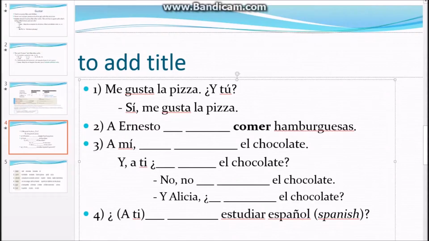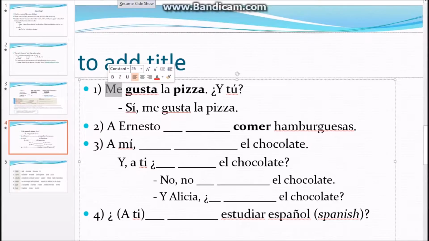Okay, so number one, what do I like? What's pleasing? Pizza. So this is the subject. Okay, so gusta agrees with pizza. So we're going to put this in bold as well. Pizza is pleasing to whom? The only pronoun we have is me. So I'm the to whom part. So we'll put this in red.